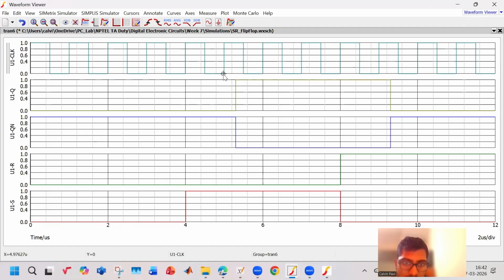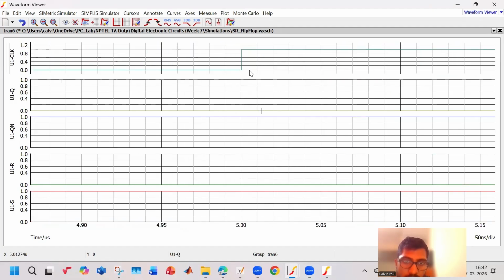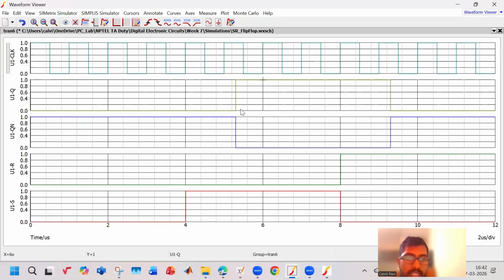Now, in your next case, when it is rising over here, what happens? Your S is 1 and your R is 0. So it has to go high, but there is a certain small amount of delay. Then again your next clock comes. There's no change, so it remains high as it is.